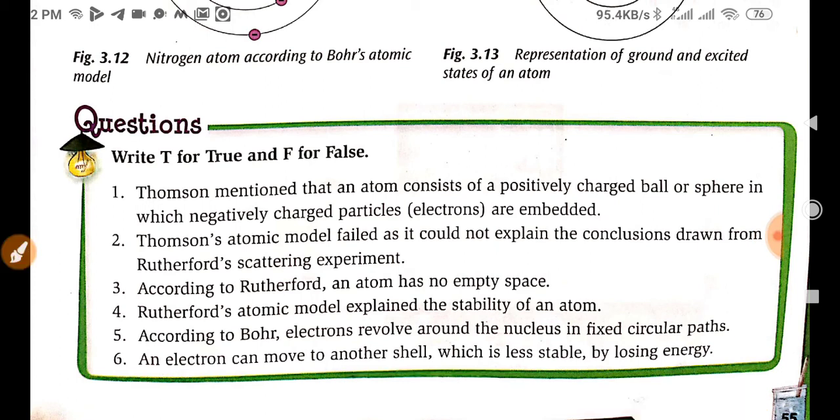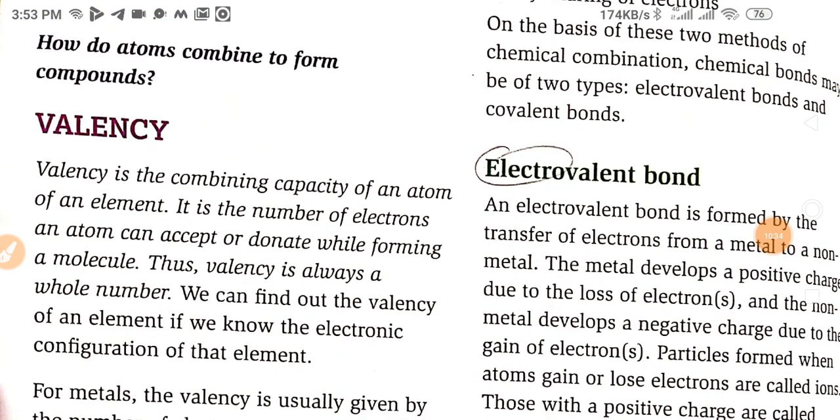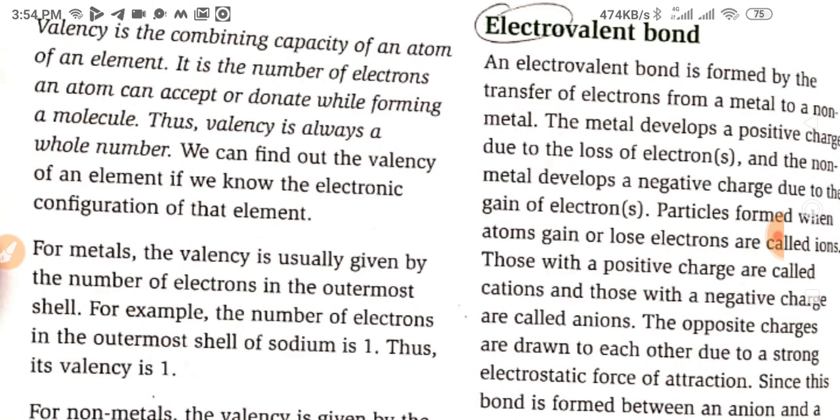You have to write these question answers in your notebook. And from home, you have to read and understand the terms valency, electrovalent bond, and covalent bond. I am sharing a PDF with you. You have to read and try to understand. We will discuss these topics in the next class.